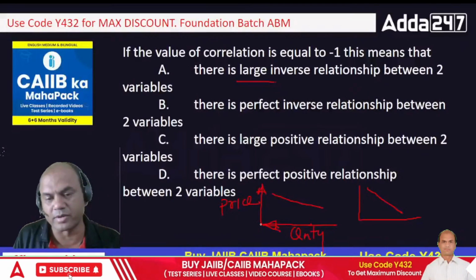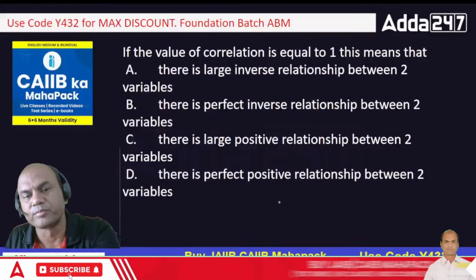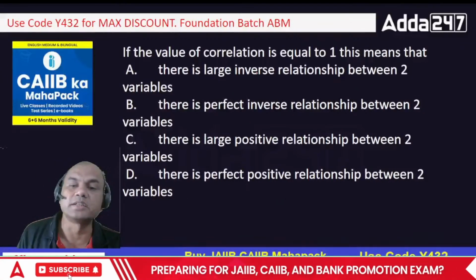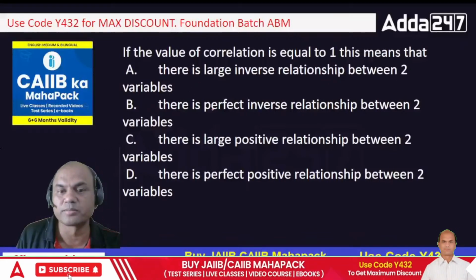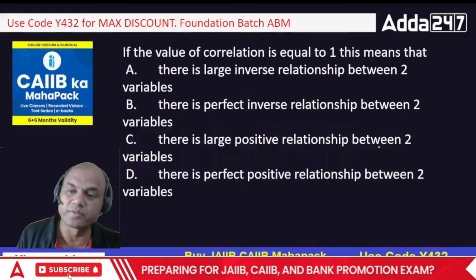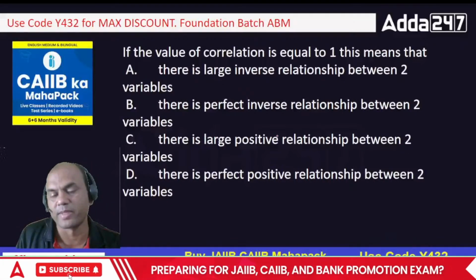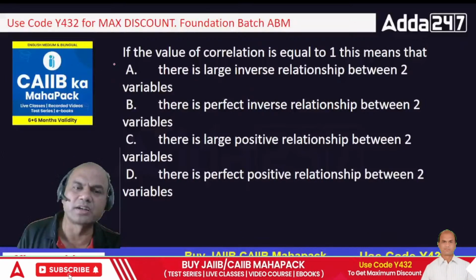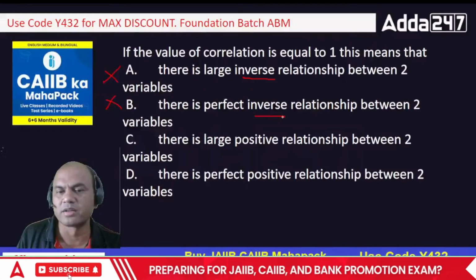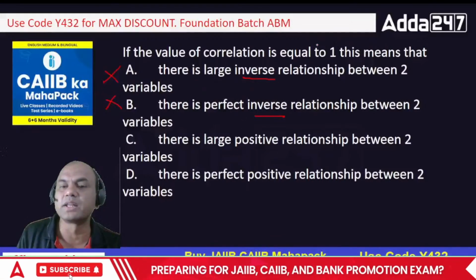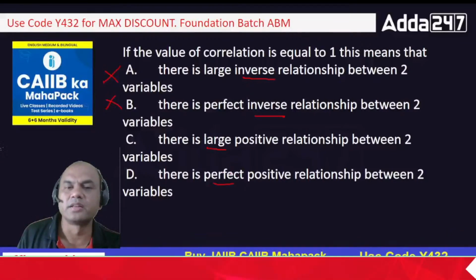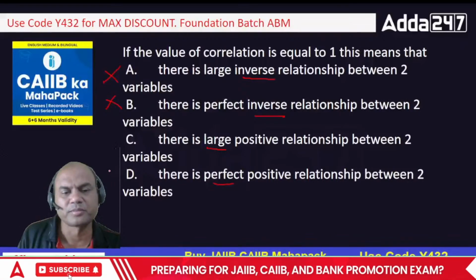And I was talking about this demand curve, right? This is the demand curve. When the value of correlation equals 1, it means there is a large inverse relationship between the two variables, perfect inverse relationship between the two variables, large positive relationship between the two variables, and perfect positive. So now the answer is obvious for you, isn't it? A is out, B is out, because inverse is not there, only positive, but it is exactly equal to 1. So is it large or is it perfect? The answer is obvious.